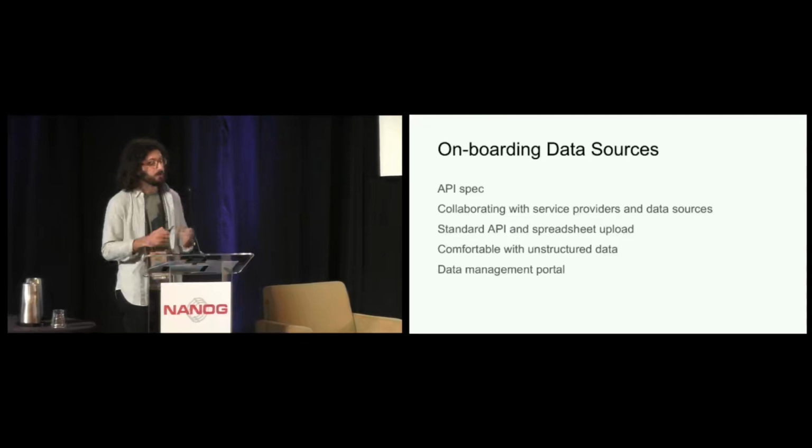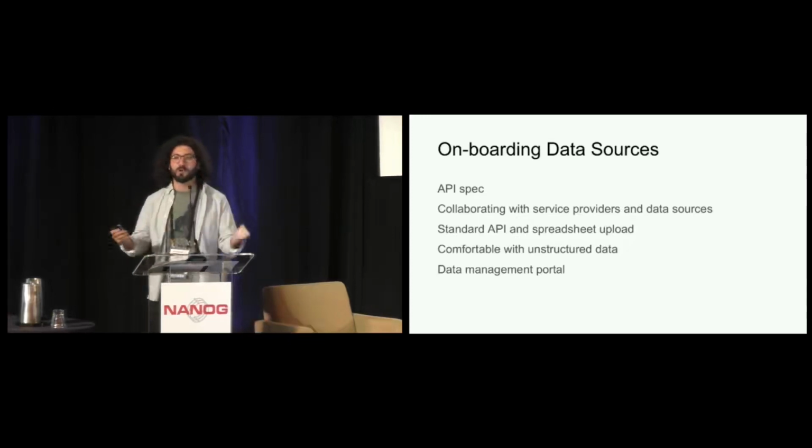So to bring on a data source onto the platform, we're publishing an API spec. We're collaborating directly with service providers and other data sources to adapt their data to get into the platform. We can also work with any sort of API integrations that you already have and a spreadsheet. You can upload a spreadsheet if you'd like. Like I said, we're comfortable with unstructured data. We're really not afraid to do the hard work. It's more important that we get as much data onto the platform and start correlating it together.